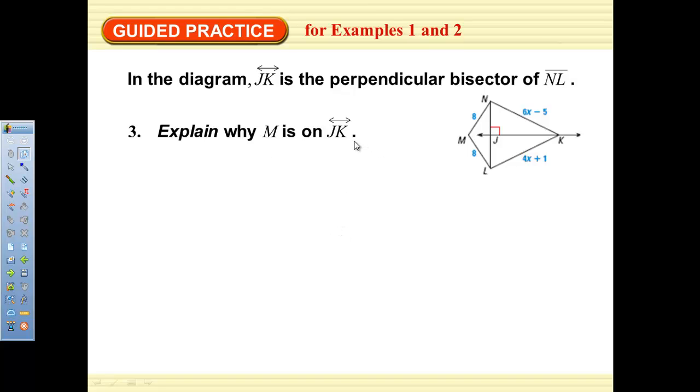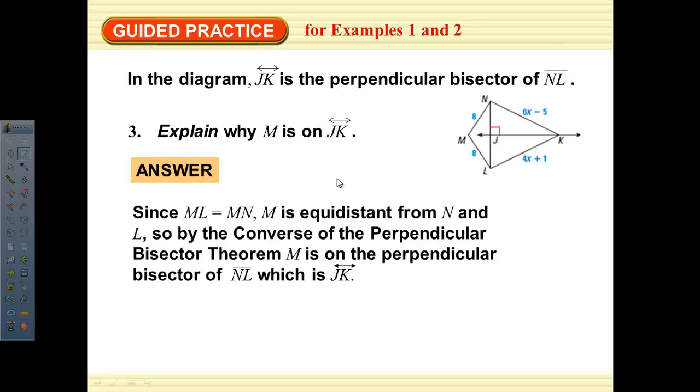And why is M on JK? We talked about this just a minute ago. It's the converse of the perpendicular bisector theorem. So because MN is equal to ML, that tells me, because of the converse of the perpendicular bisector theorem, that M has to be on JK. And again, since ML and MN are equal, M is the same distance from N as it is from L, and the converse of the perpendicular bisector theorem tells us that M is on the perpendicular bisector.